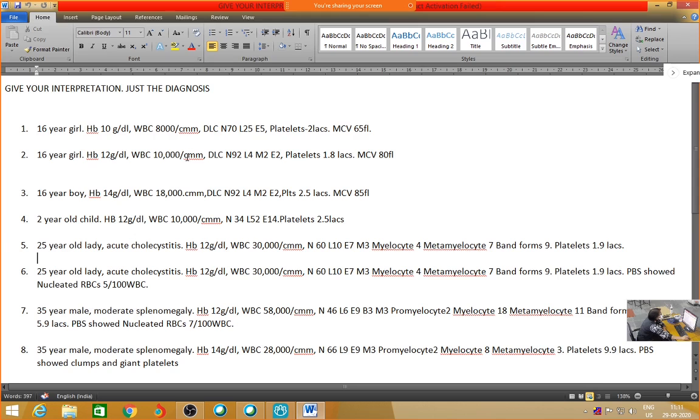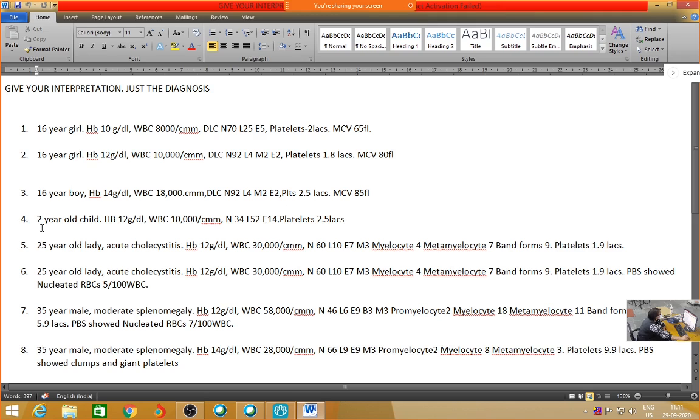Okay, so in this case, the total count is normal, neutrophils are high, so it is neutrophilia. If the total count is high, it is leukocytosis, and there is neutrophilia as well. So this is a combination which is known as neutrophilic leukocytosis. Okay, so I hope you're following till now.